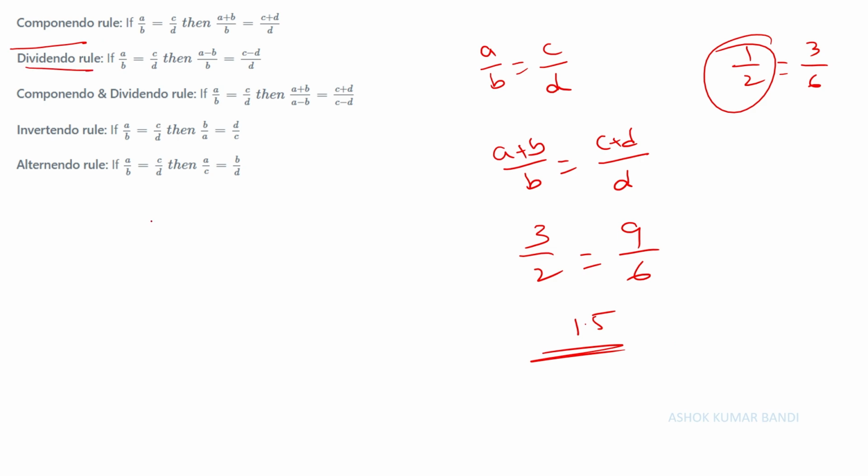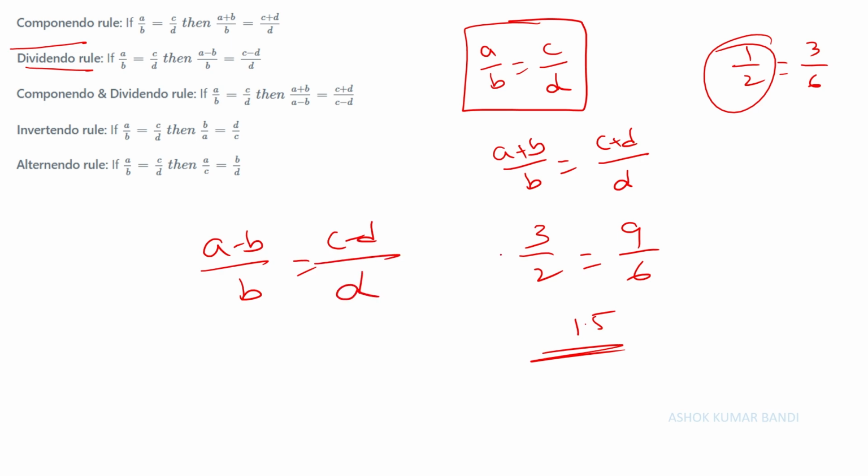Next, dividendo rule. Dividendo rule means if A by B is equal to C by D, you can also say that A minus B by B is equal to C minus D by D. Like for example, if you take these values, 1 minus 2 by 2 is also equal to 3 minus 6 by 6. So here I'm going to get minus 1 by 2. Here also I'm going to get minus 1 by 2, or you can say minus 0.5.